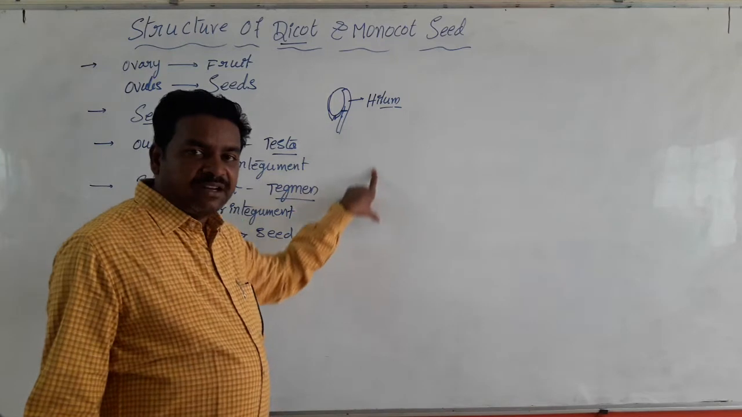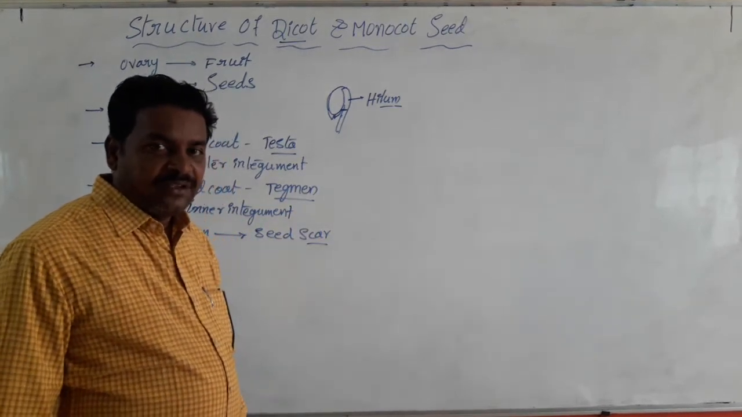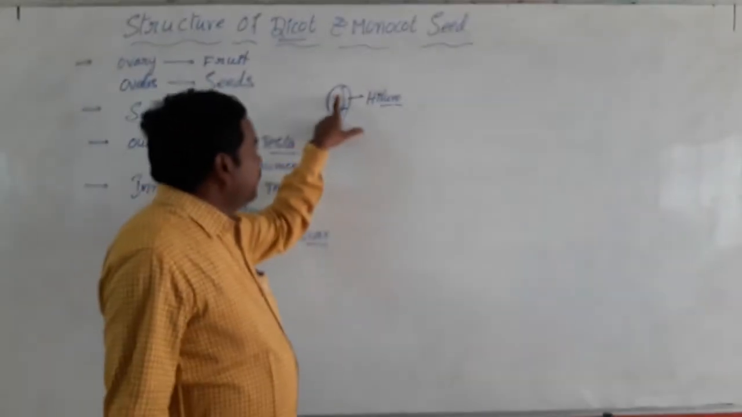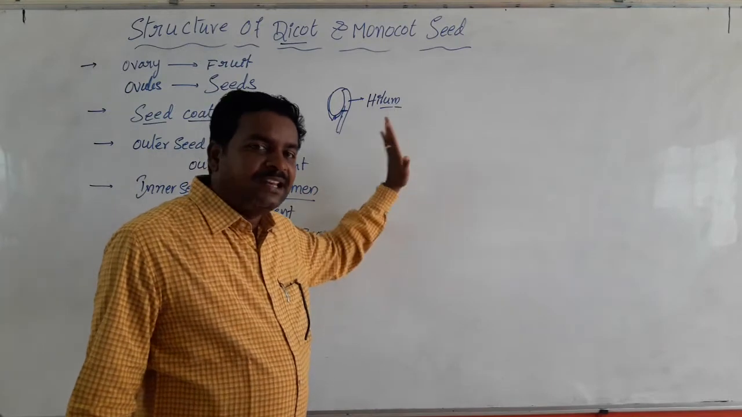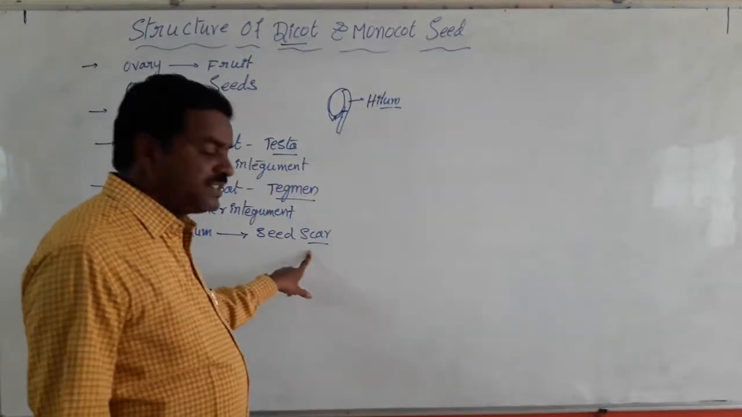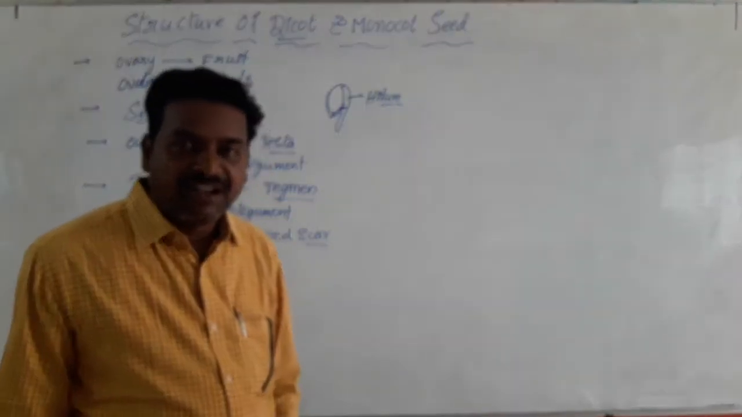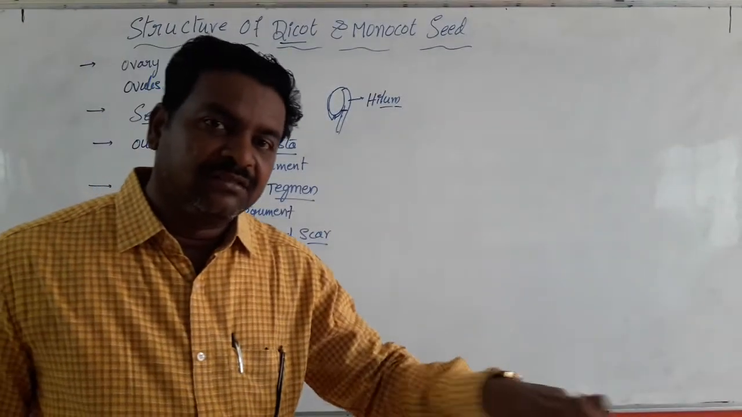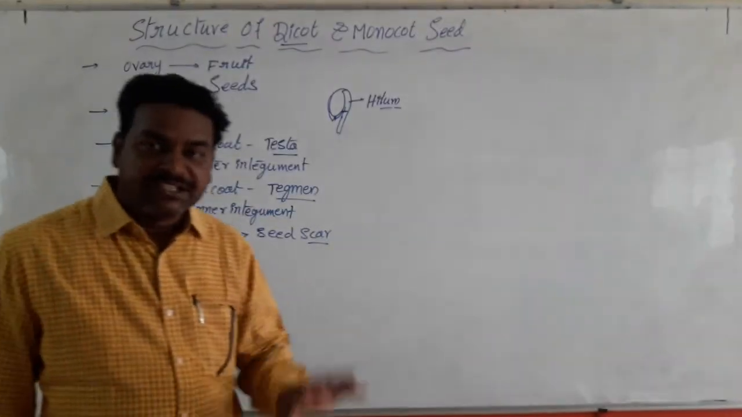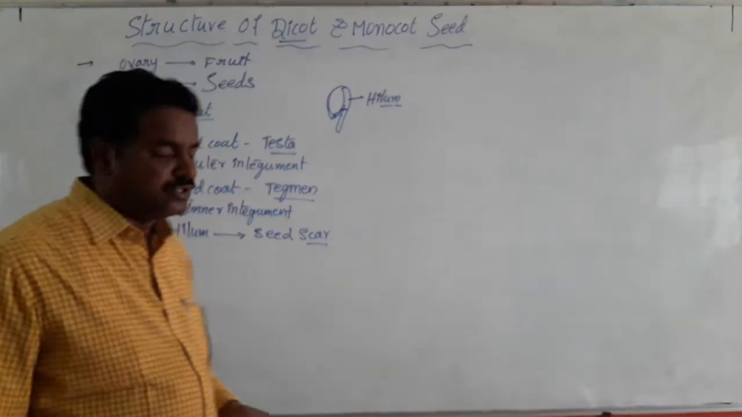Hilum develops into the seed scar, by which the seed is attached with the fruit. So the ovule is attached with the ovary by hilum. After fertilization, once the ovule develops into a seed, hilum develops into the seed scar. This seed scar attaches the seed with the fruit. In this way, the scar is nothing but hilum.